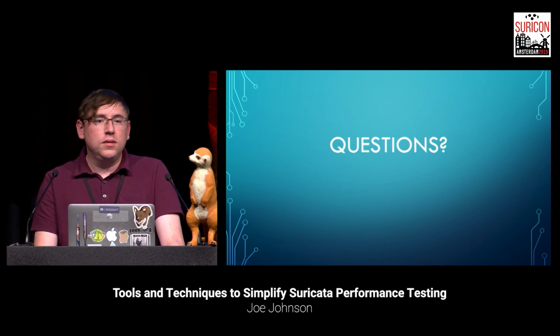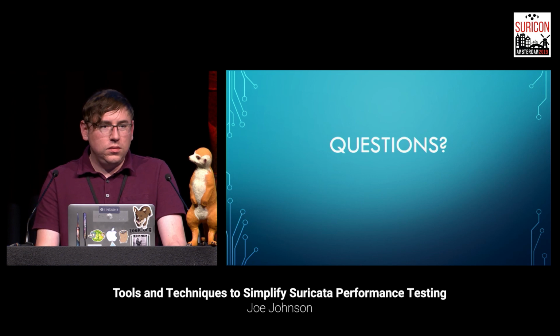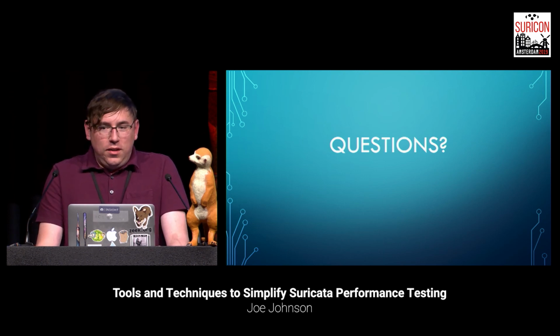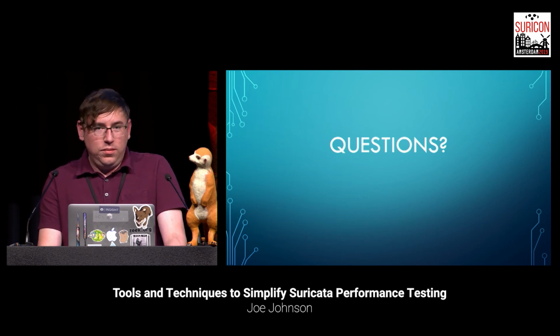Quick question. As more and more of Suricata is written in Rust, have you figured out how much time is spent in Rust versus C? And is there a profile-guided optimization approach for Rust? So the question is, now that there's more Rust in Suricata, is there profile-guided optimization for Rust as well? And the answer is yes. I did not play with that yet, but Rust does support profile-guided optimization as well.